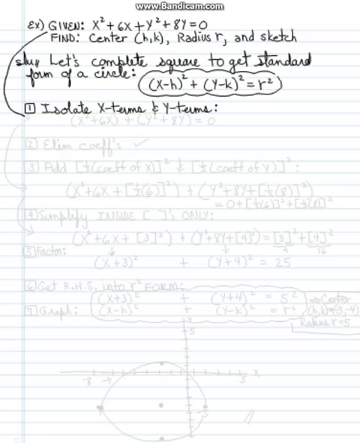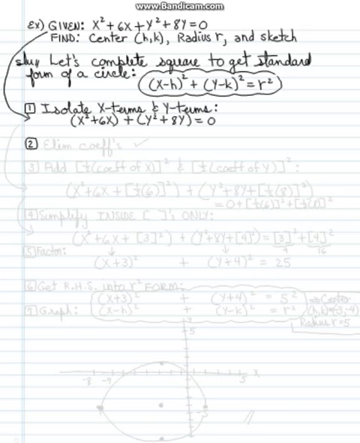All right, so you're starting with the equation right here, and we'll put everything containing an x in parentheses, x squared plus 6x, close that, plus everything containing y in a parenthesis, y squared plus 8y. And if there was anything left over, we would move it to the other side by subtracting it. Let's go to step 2.